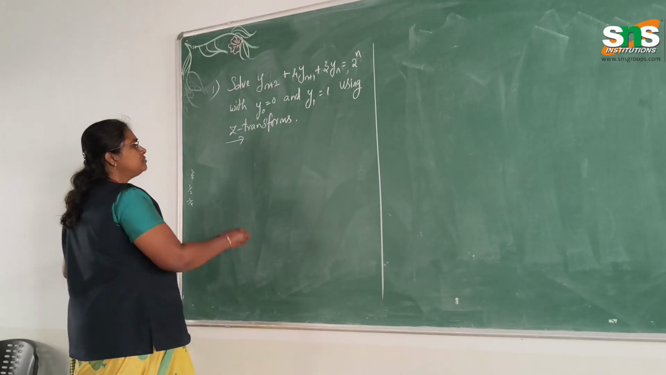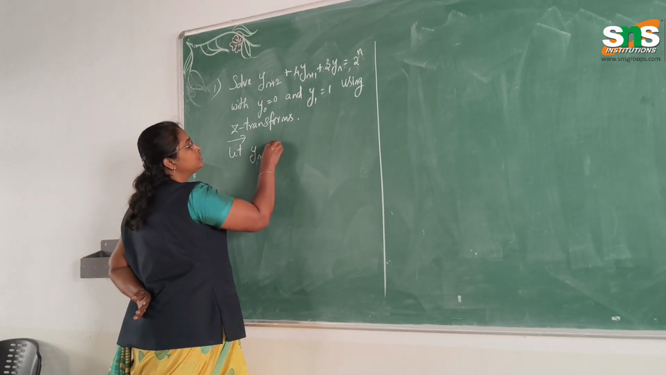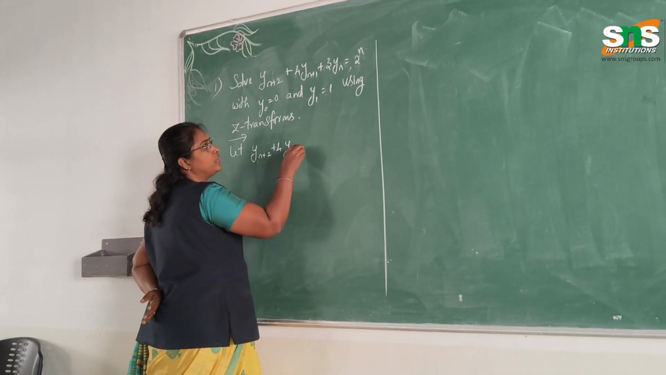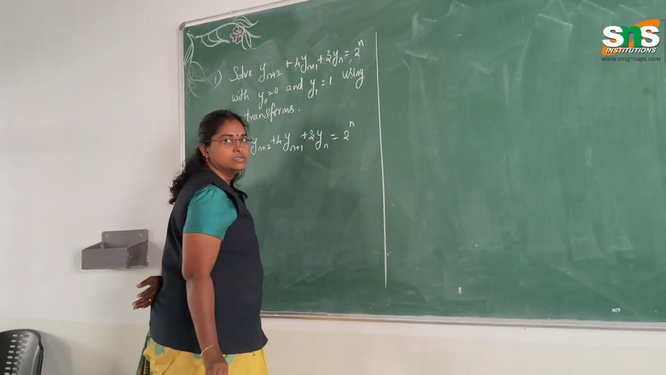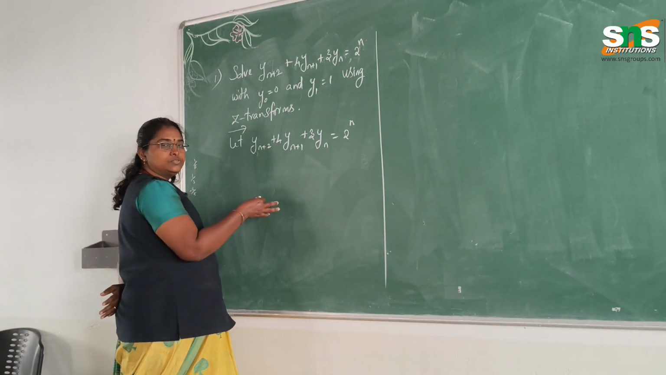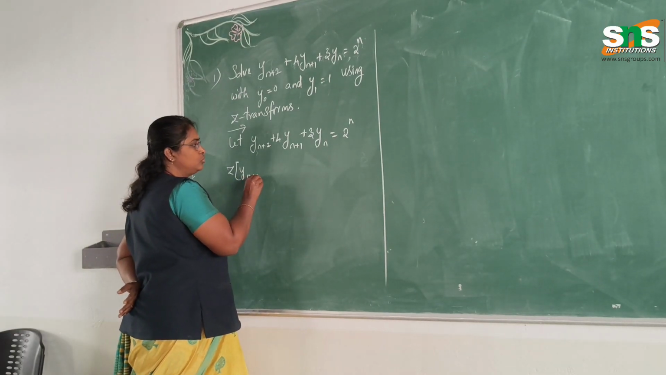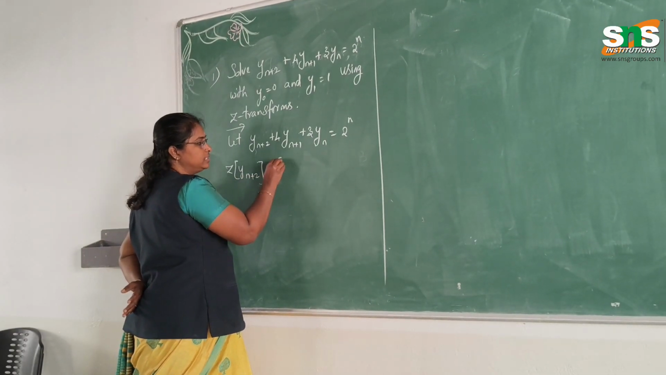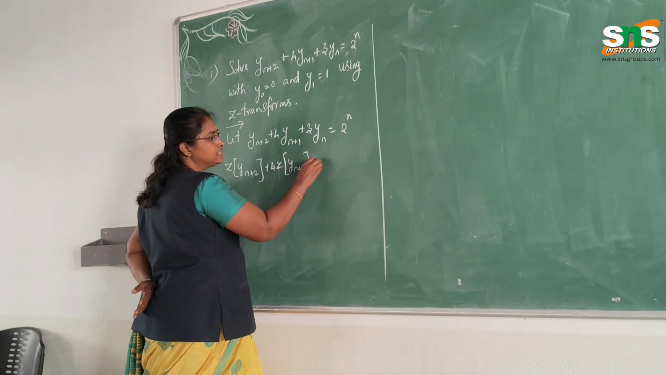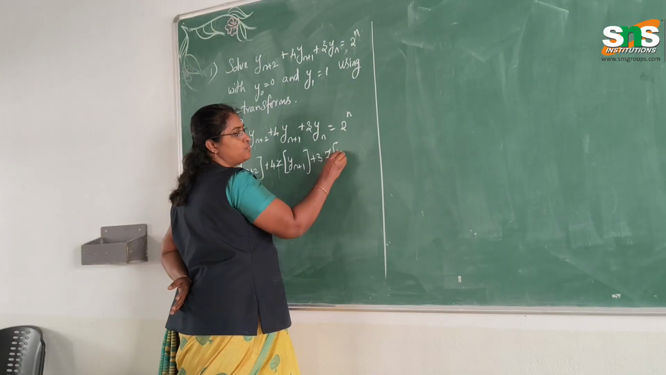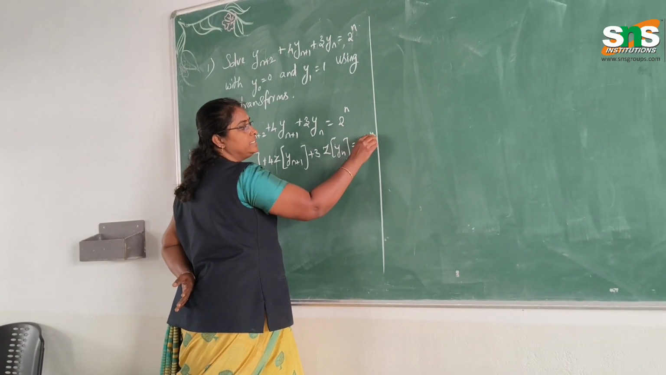So first, let y(n+2) + 4y(n+1) + 3y(n) = 2^n. For this, take Z transforms on both sides. So Z of y(n+2) + 4 times Z of y(n+1) + 3 times Z of y(n) is equal to Z of 2^n.